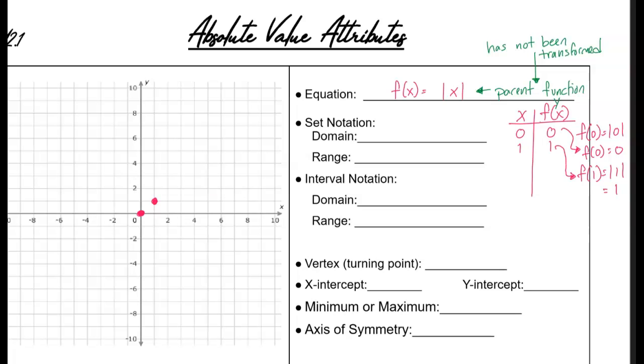Let's do one more going in the positive direction. When I plug in 2, what is the absolute value of 2? 2. Oh, I put the 2 in the wrong column. Sorry, it's 2, 2.